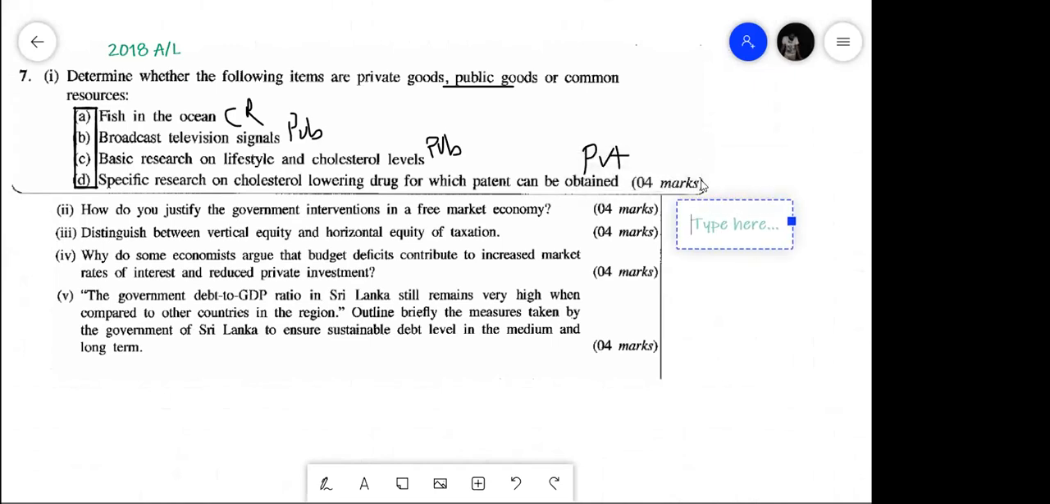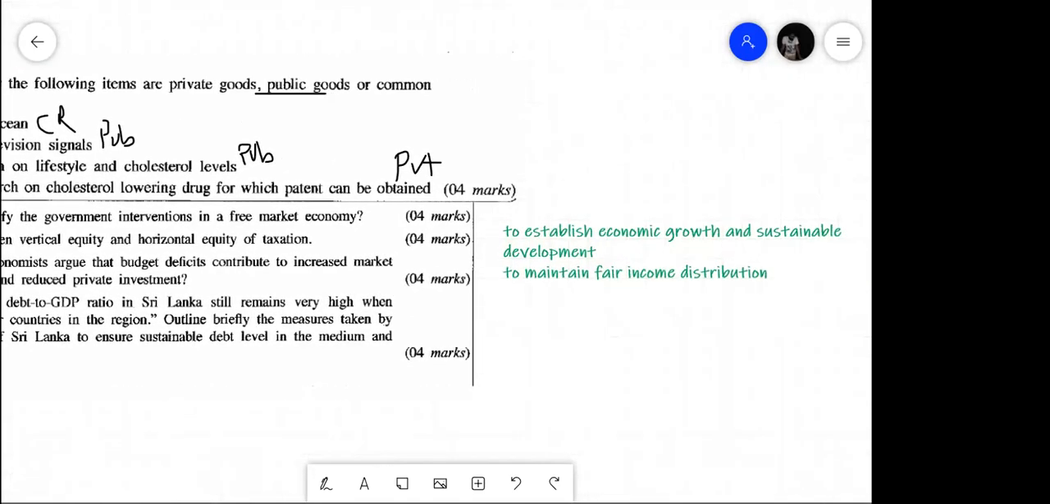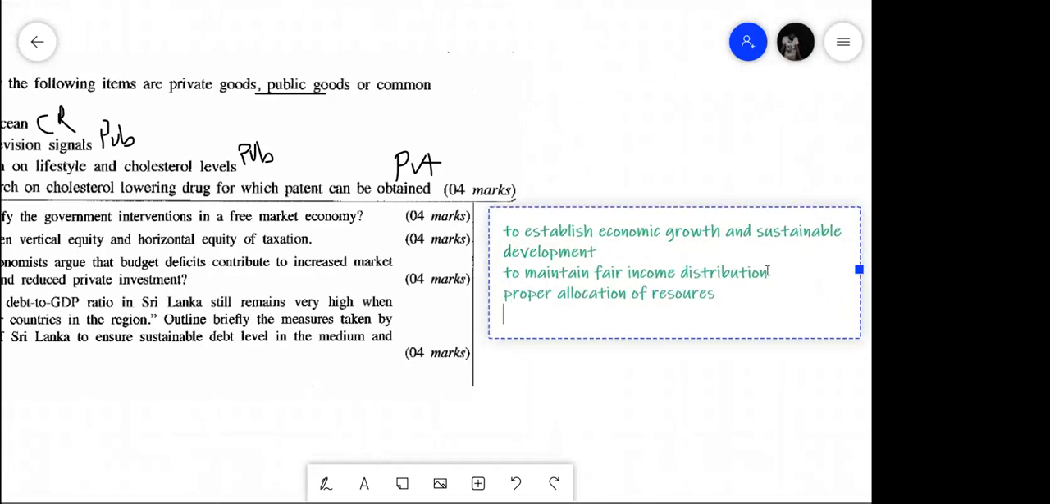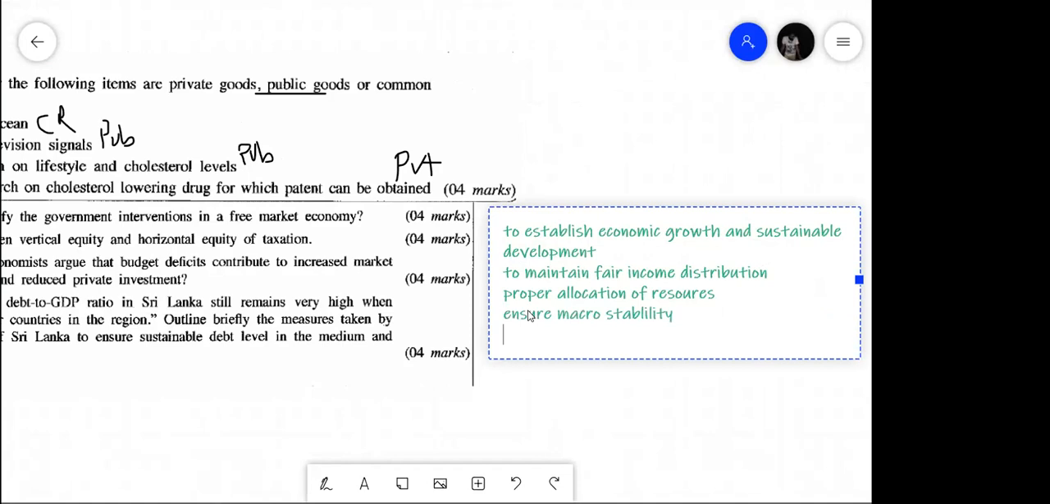So you talk about the things we talked about before, guys. I think we started off the entire discussion last class with all of this, right? For efficient allocation, to minimize disparities in income distribution, price stability. Okay, so put in all your answers, guys. Protect the environment, for economic growth. I'll just copy and paste a few answers: establish economic growth and development, maintain fair income distribution, proper allocation of resources. So you can put in answers like that. That is why you need government intervention. Macroeconomic stability. All you're trying to do here is justify this.